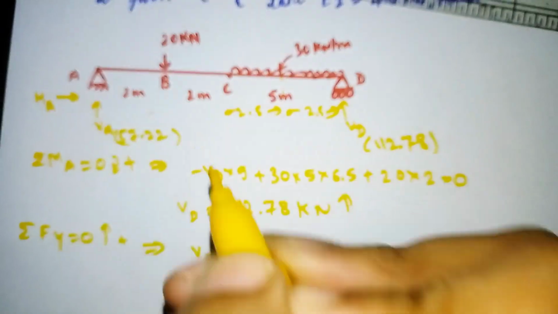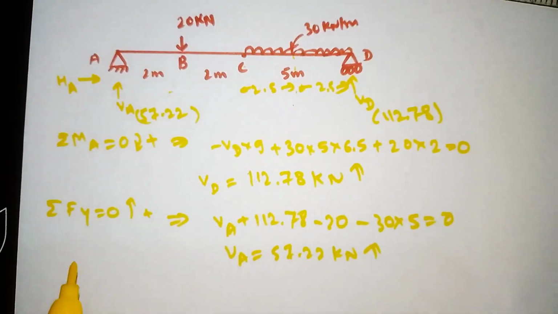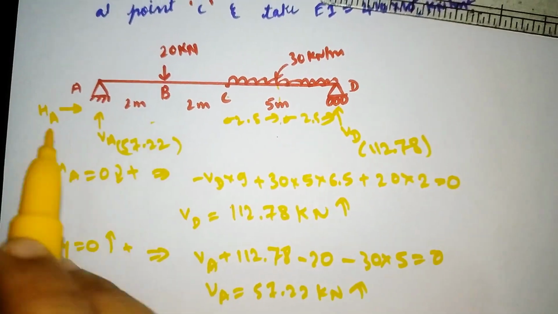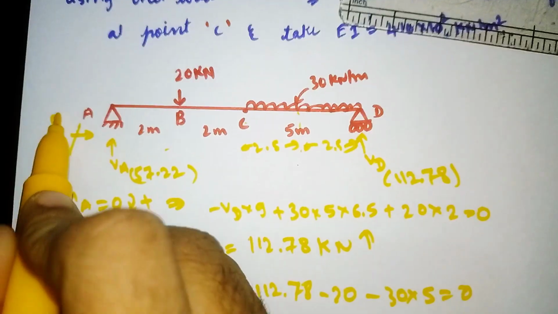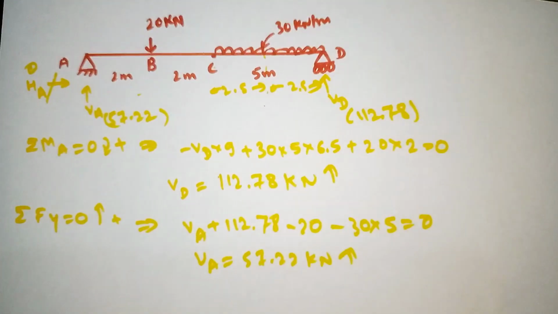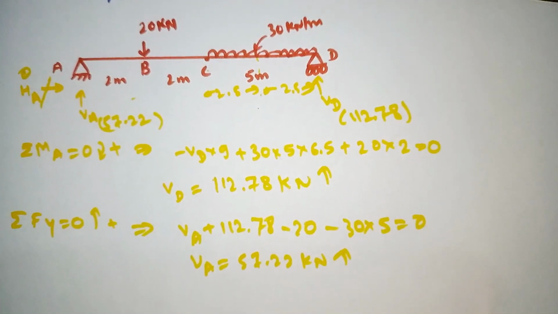Now for HA, summation of all the horizontal forces. Is there any horizontal force? No. So our HA will become 0. HA value becomes 0. So this is how we need to find all the support reactions.